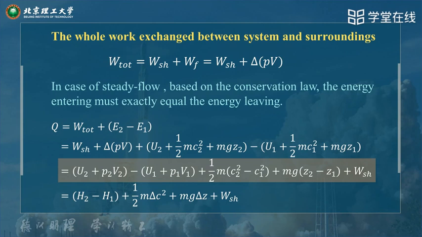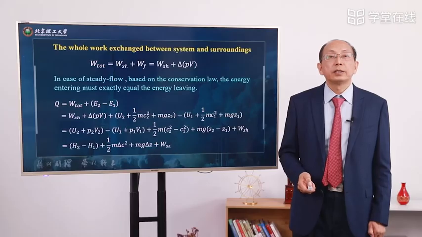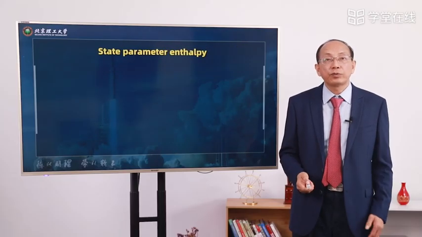Final term is WSH. So you can find if we use H to express U and the PV, this equation becomes very simple, very short. So it is Q equals H2 minus H1 and 1/2 m delta C power second, mgz plus WSH. Here is the energy balance equation.